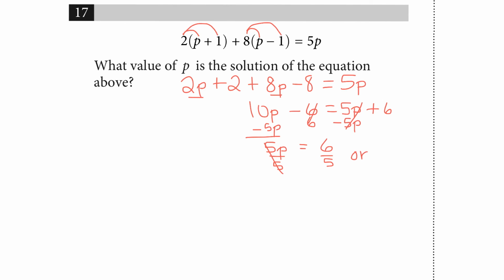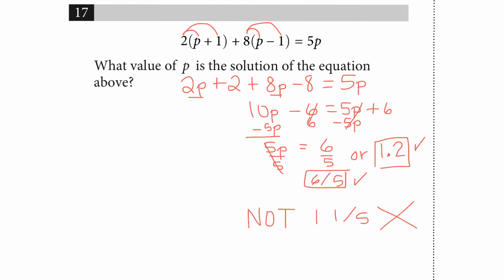Or 1.2 if you prefer decimals. Remember, this is a grid-in, so you could grid in 1.2, or you could write it 6 over 5. However, you cannot write this as a mixed number. You cannot write 1 and 1/5, because on the grid-in, this is going to look like 11 over 5. And of course, you're going to get it wrong if you write 11 over 5. So there's 2 possible answers, 6 over 5 or 1.2, and either one of those would be correct.